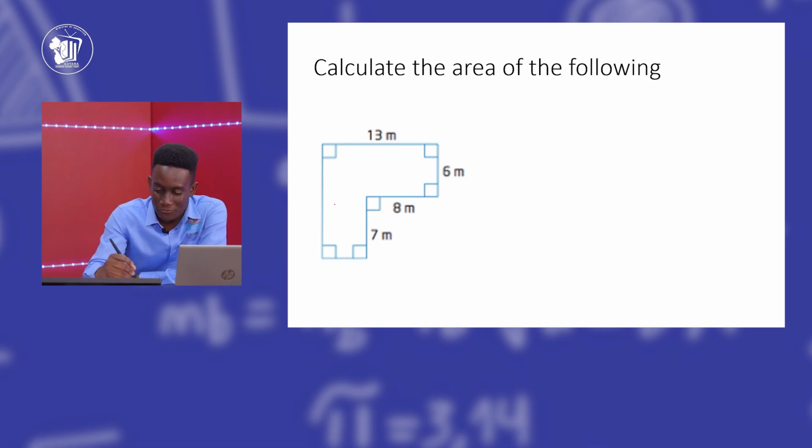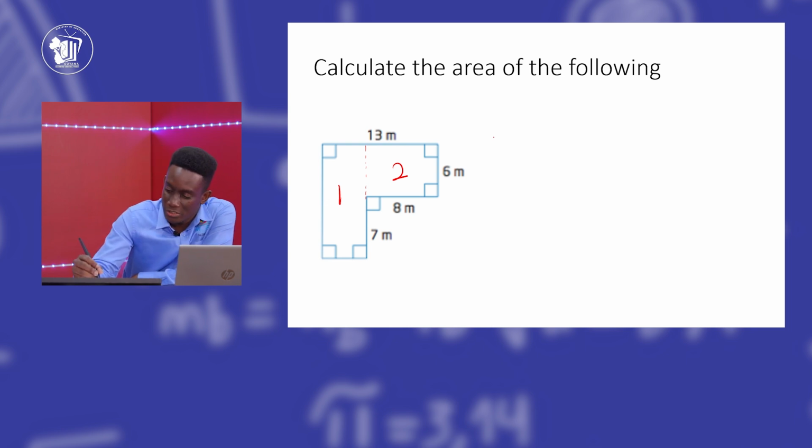So for this shape, we can either split it down like this, or we can even split it like this. And you'll have one shape here and another shape here. And then we just find the area for those two. So let's split it down like this. So this will be shape 1 and this will be shape 2. So we know for shape 1 and shape 2, we see both of them are rectangles.